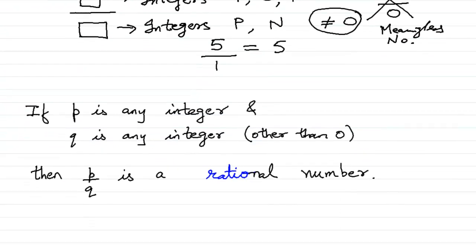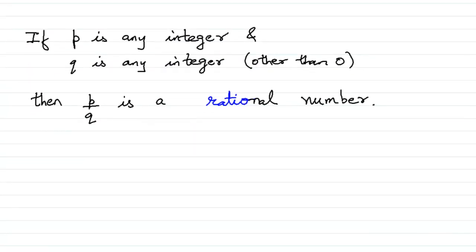In order to summarize this, if p is any integer and q is any integer, same or different, but q is not 0, then p upon q is said to be a rational number, and it comes from the word ratio.